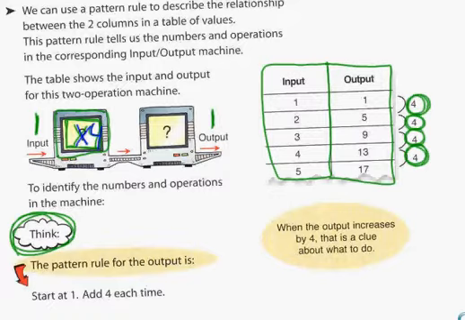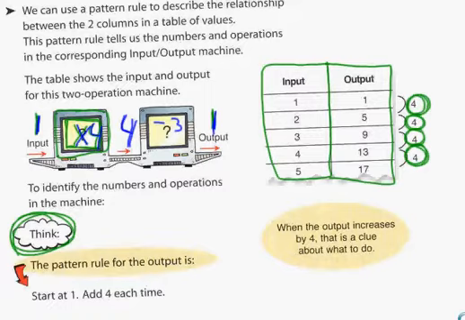I'm going to run part of the machine through. So 1 times 4 is 4. Now, remember, my output is a 1. So how can I get from a 4 to a 1? There's maybe more than one way, but I'm going to try minus 3. If I go 4 minus 3, I'll get 1. Okay? So that's the first part of it.